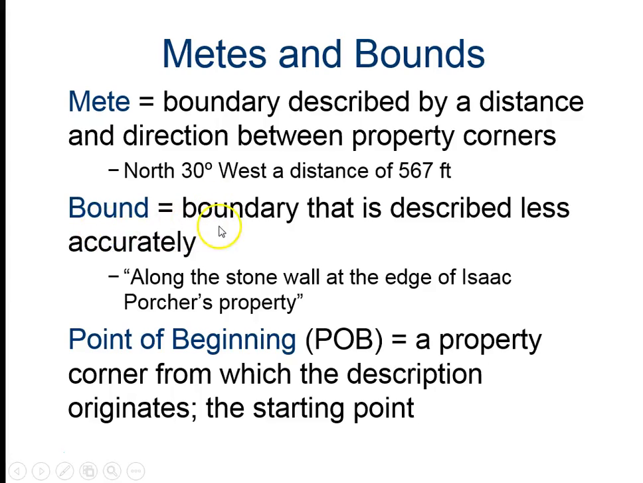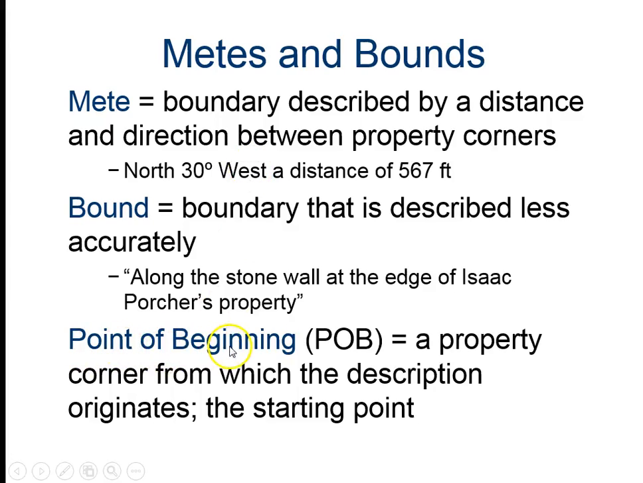A bound is actually the boundary line, and it's usually something physical. For instance, along the stone wall at the edge of Isaac Poacher's property. Can you see a problem with this? Well, what if the stone wall falls down over 100 years? Often they use rivers and say along the edge of the river. But even rivers change course over time. You could, in fact, gain acres and acres of land this way or lose it when you use this bound system.